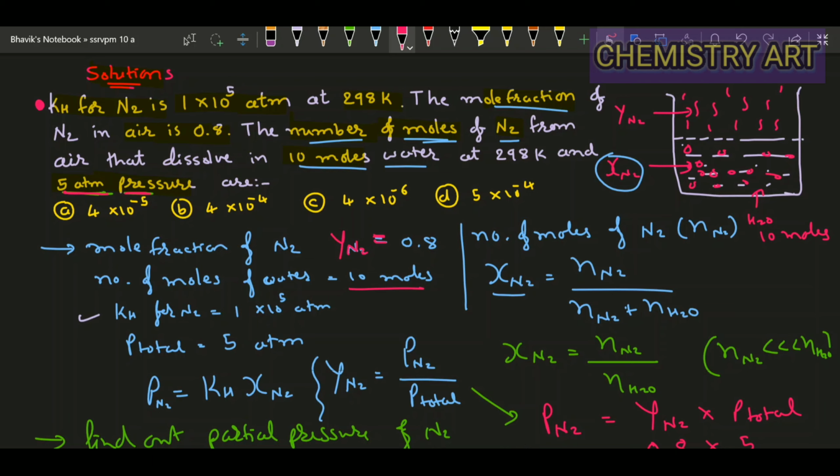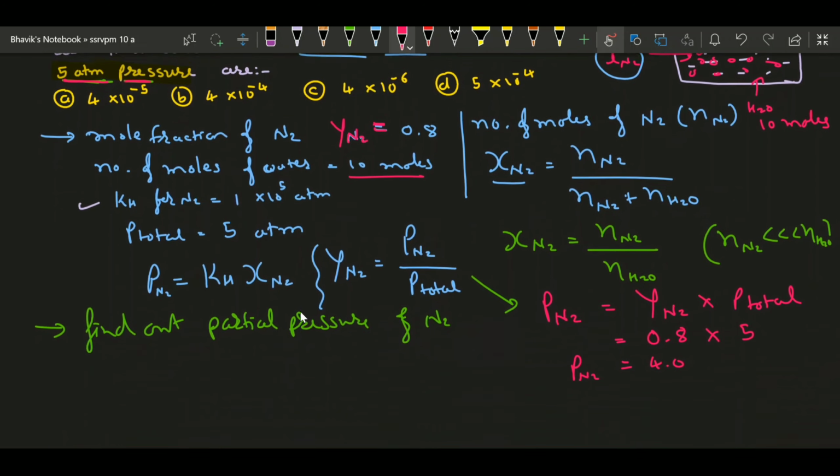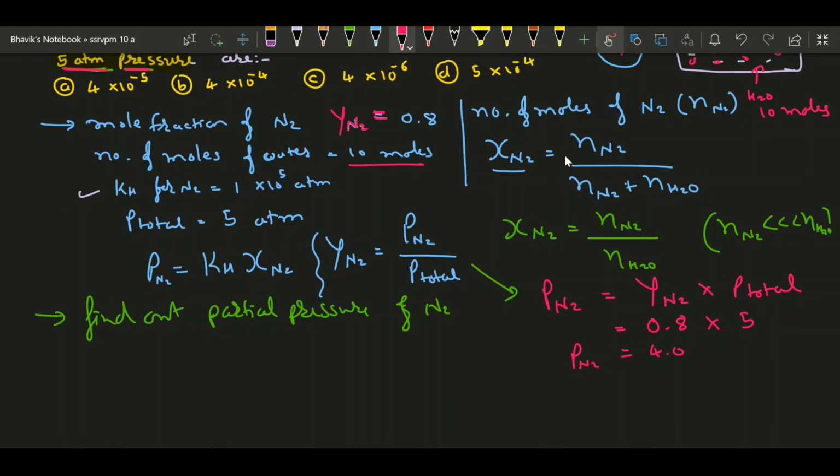Now by using this Pn2, we need to find out xn2, the mole fraction of nitrogen in the solution. The mole fraction of nitrogen in the solution is written as xn2. So let's find out xn2. What is xn2? It's the mole fraction of nitrogen in the solution. Okay, so we will use this formula.